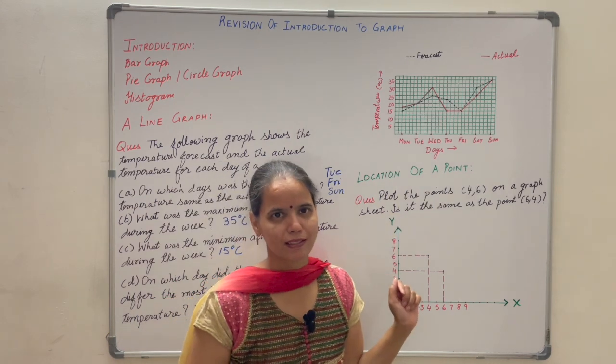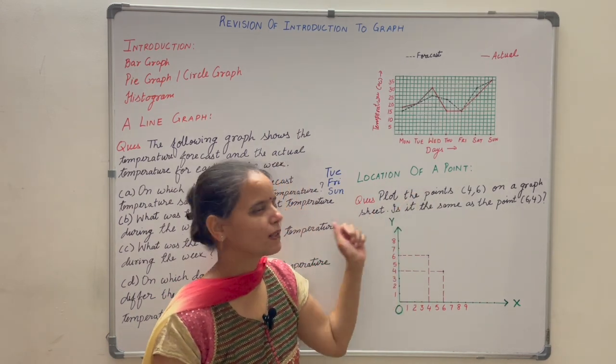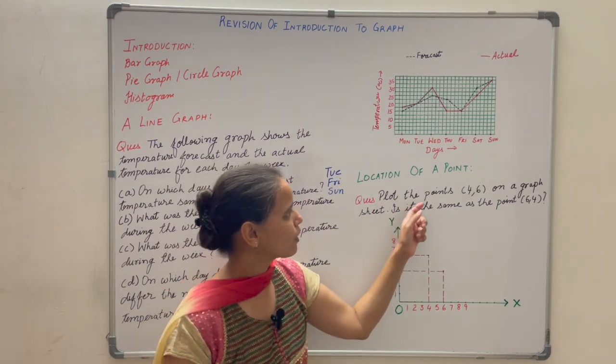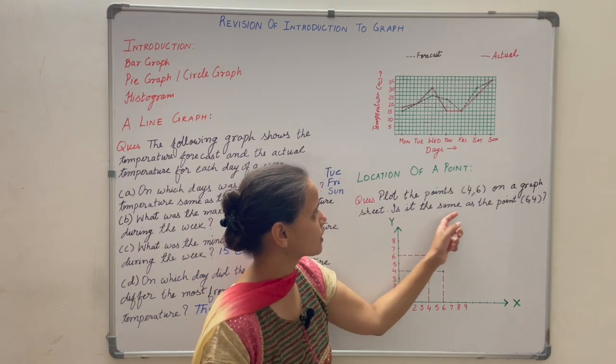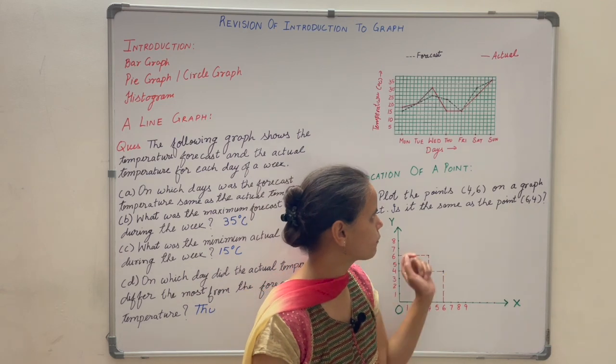Location of a point. To understand this concept, let us take this question. Plot the points 4, 6 on a graph sheet. Is it the same as the point 6, 4?